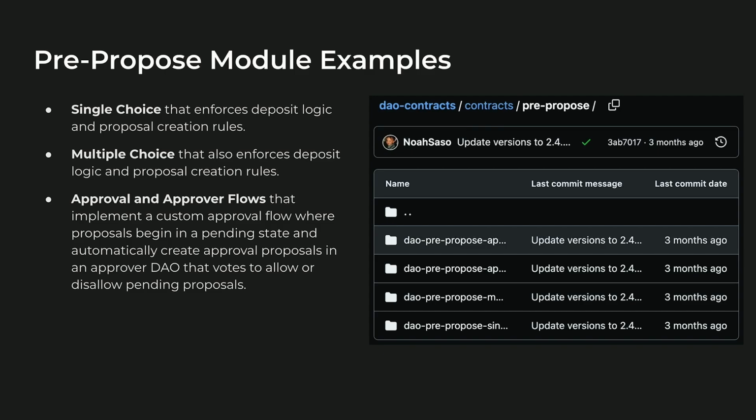You've got DAO contracts, and they're all in their different categories. We have single choice, multiple choice. This just enforces deposit, creation logic, who can create, et cetera. And then we have these approval and approver flows, which are really neat because they implement an approval flow where, when the proposals begin, they start in a pending state. Then they automatically create approval proposals in whoever the approver DAO is. That's a nice UX thing, so it just shows up in their DAO inbox. And then the approver DAO votes to allow or disallow the pending proposals. So there's a lot you can do with these pre-proposal modules in addition to the proposal modules.